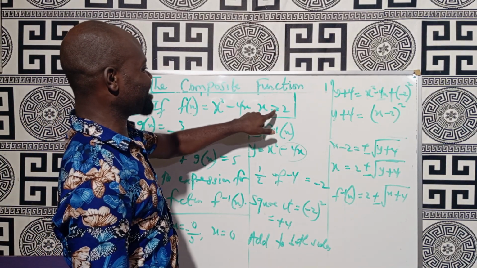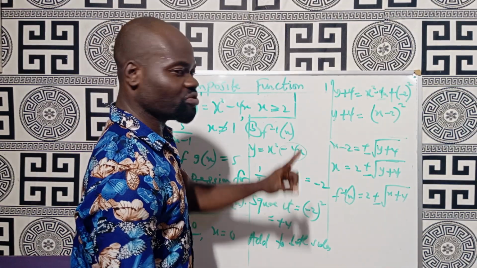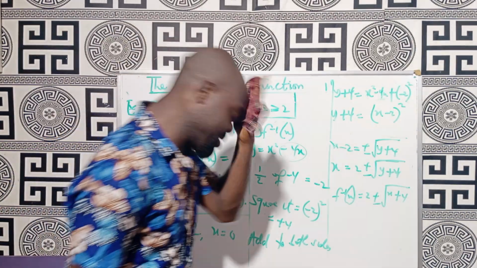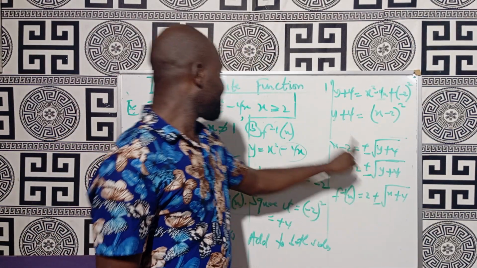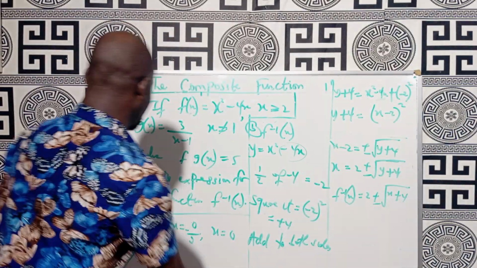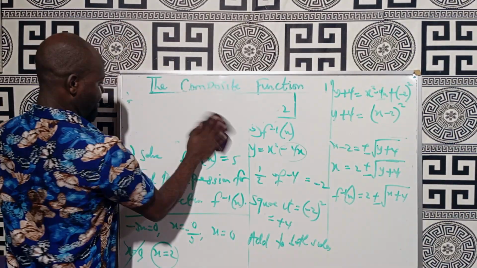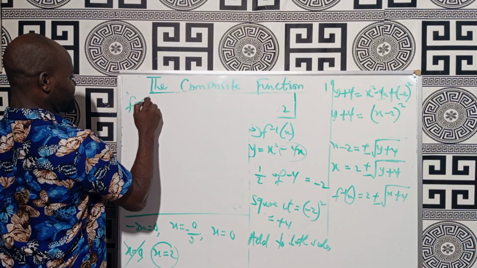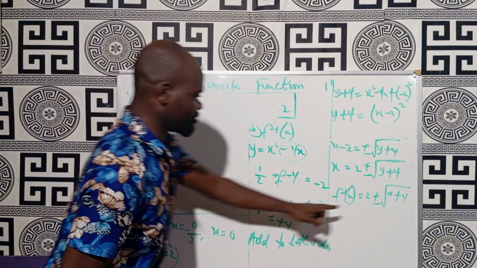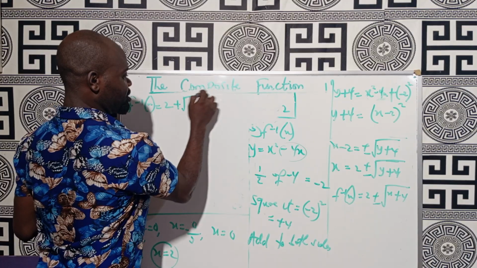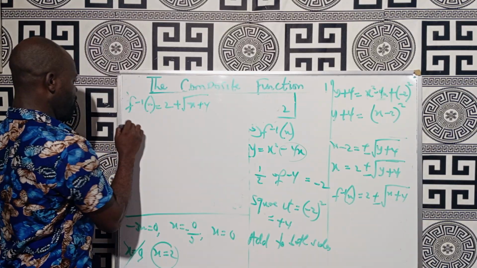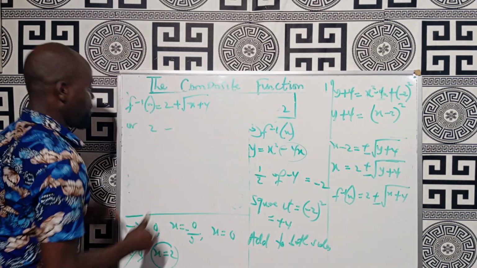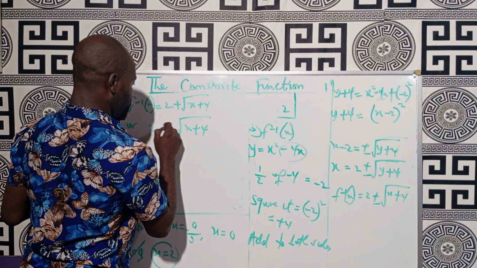Your x should be either greater than 2 or equal to 2. Now, this is where you have to be very careful. You have to be extremely careful here. Look at it. This answer means that my f minus 1 of x will be 2 plus root x plus 4, or 2 minus root x plus 4.